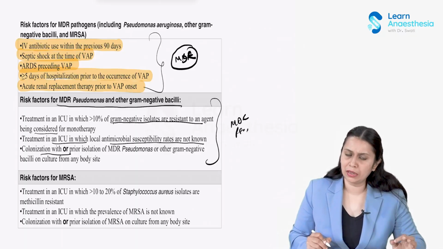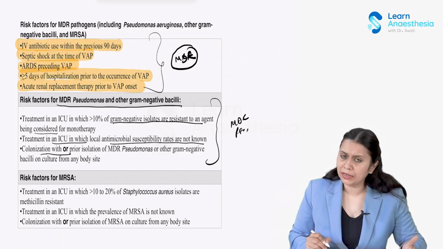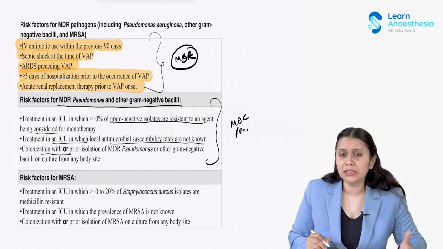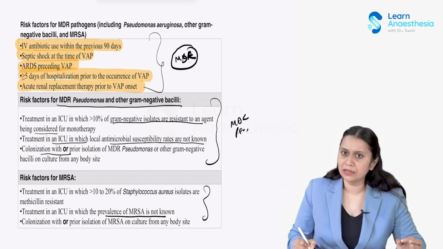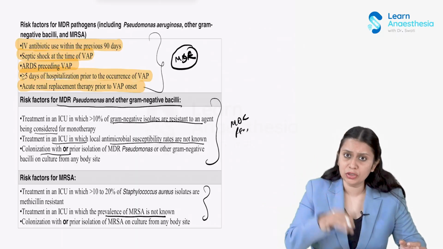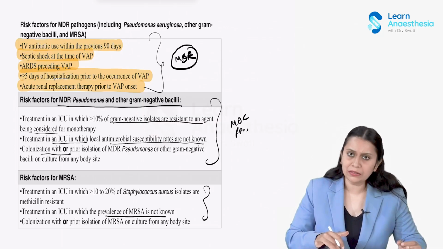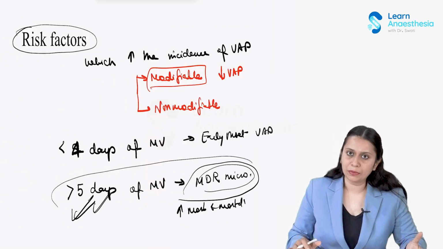Then MDR MRSA, same. If in the ICU more than 10% of the isolated pathogens are MRSA, then again the risk of MRSA increases. In a patient in whom MRSA was previously isolated, again the risk of MRSA is more. And in ICUs where they don't know the prevalence of MRSA, then the risk of MRSA we consider is higher. So we need to consider all these factors when we are choosing the antibiotic, which we will discuss later also. So these are the risk factors for developing multi-drug resistant VAP.